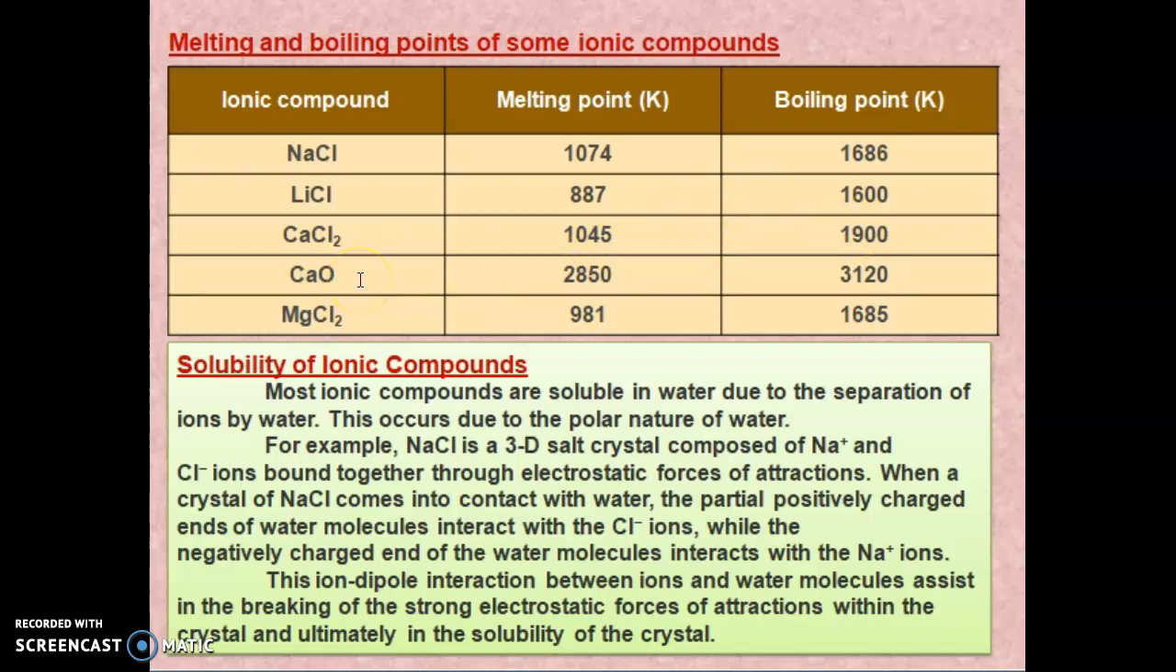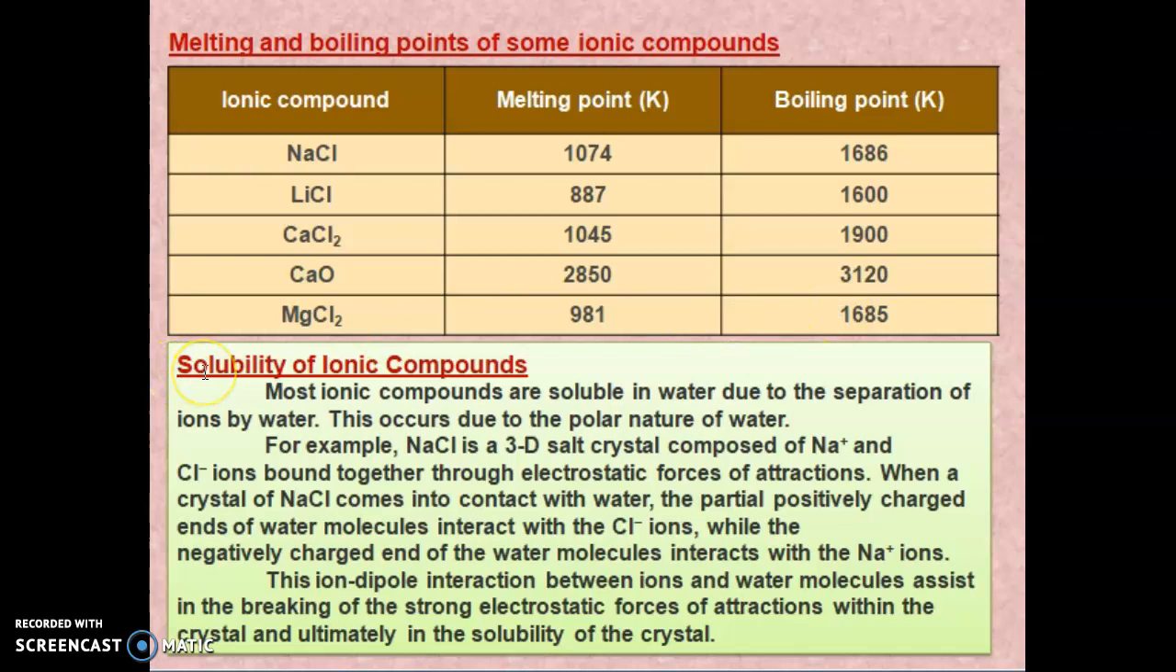Calcium oxide, CaO: melting point is 2850 and boiling point is 3120. Magnesium chloride, MgCl2: the melting point is 981 and boiling point is 1685.